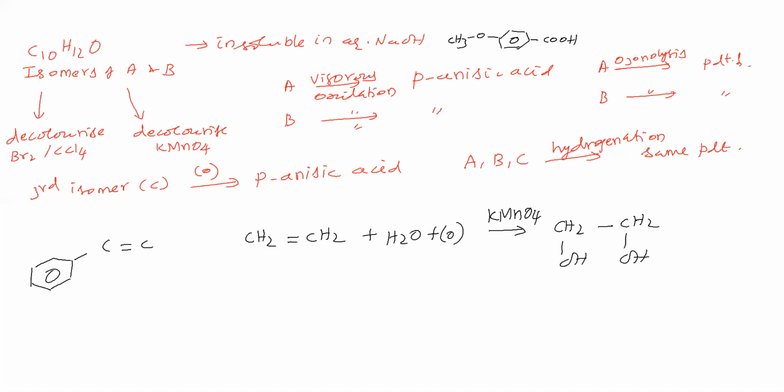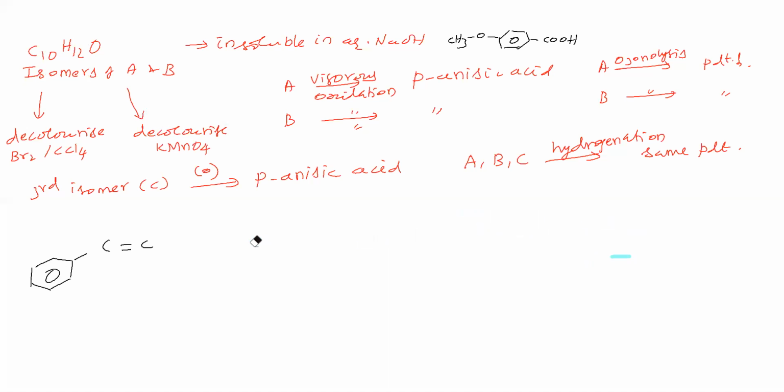So, decolorizing KMnO4 and decolorizing bromine in CCl4 confirms that in this isomer a localized double bond is present, otherwise a localized triple bond is present. Okay.